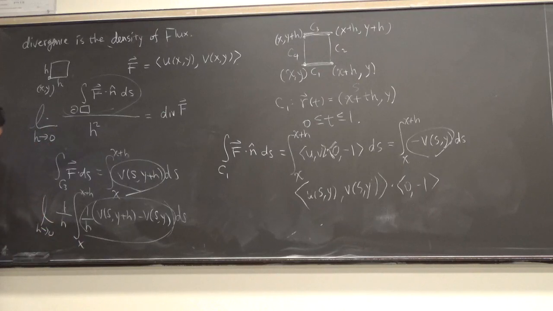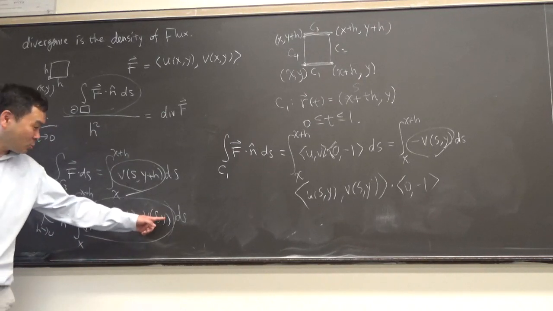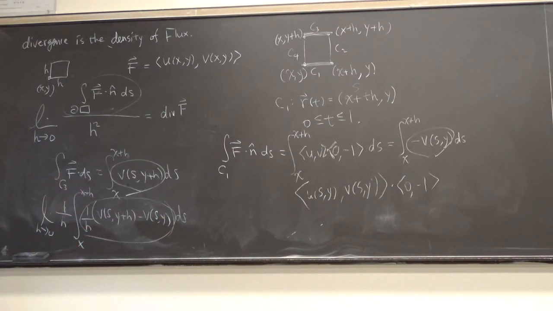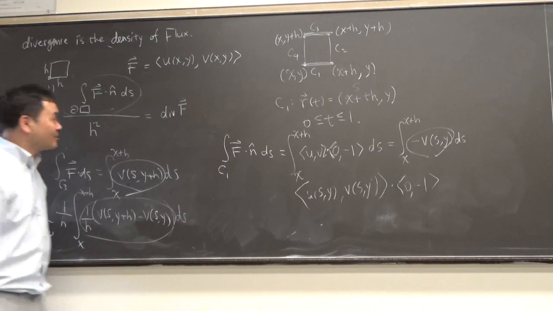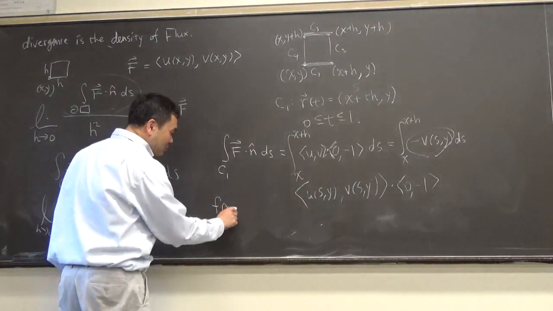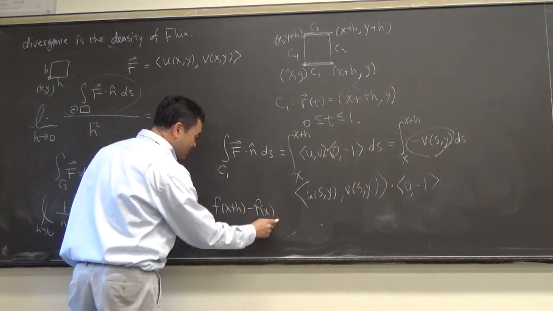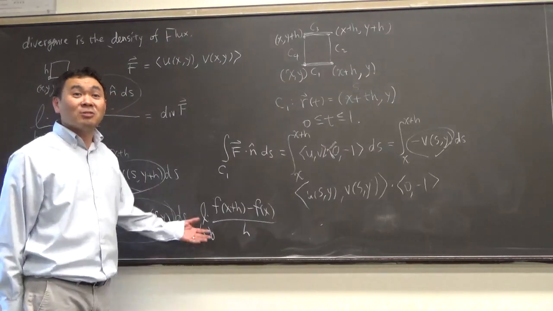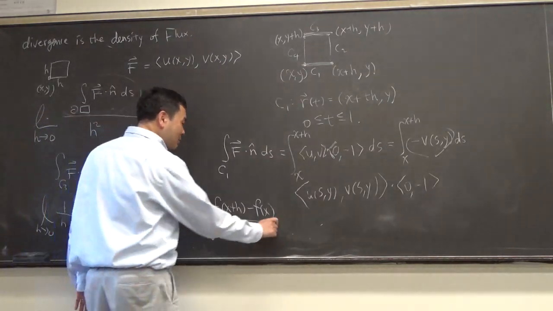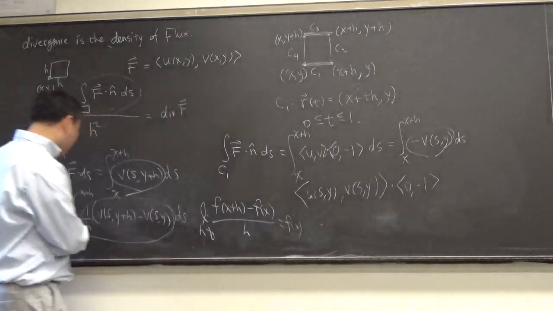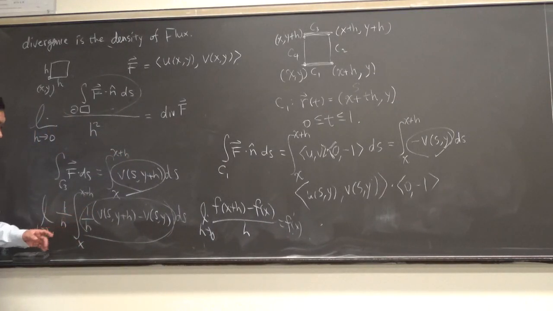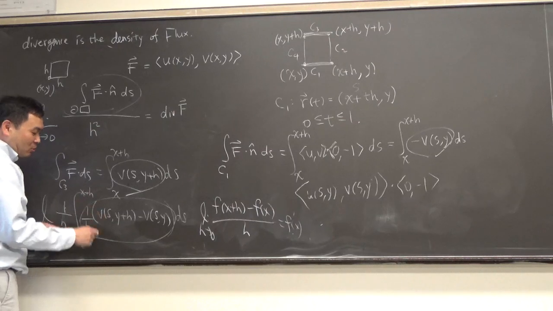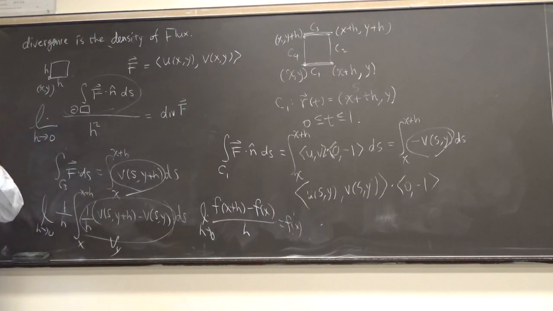What does this one look like? y plus h minus y divided by h, you send h to 0. What's that? You have a name for it. f(x plus h) minus f(x) divided by h, you send h to 0. What's that called? The slope. That's the derivative. Yeah, that's f prime of x, right? And here, because you have x and y, you need a partial derivative. So this part will give you v differentiated by y.